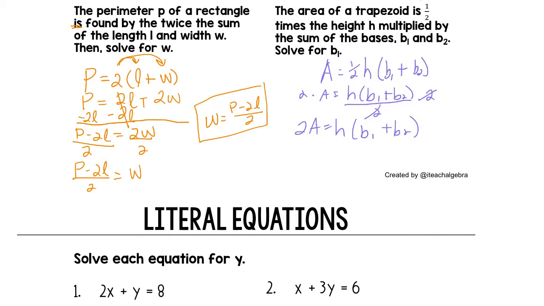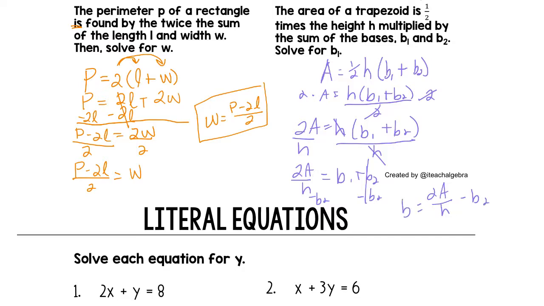Now I can distribute. Let's don't do that. Let's divide by h, a little bit easier. But h over h cancels out, and I've got 2A over h equals B1 plus B2. I want to get B1 alone, so I'm going to subtract B2 from each side. Those cancel, and I get 2A over h minus B2 equals B1. Hooray!